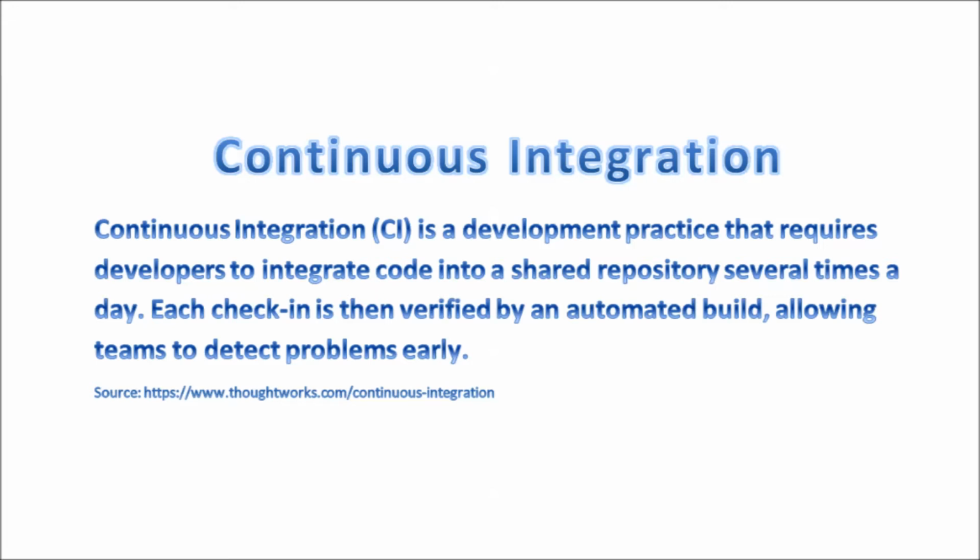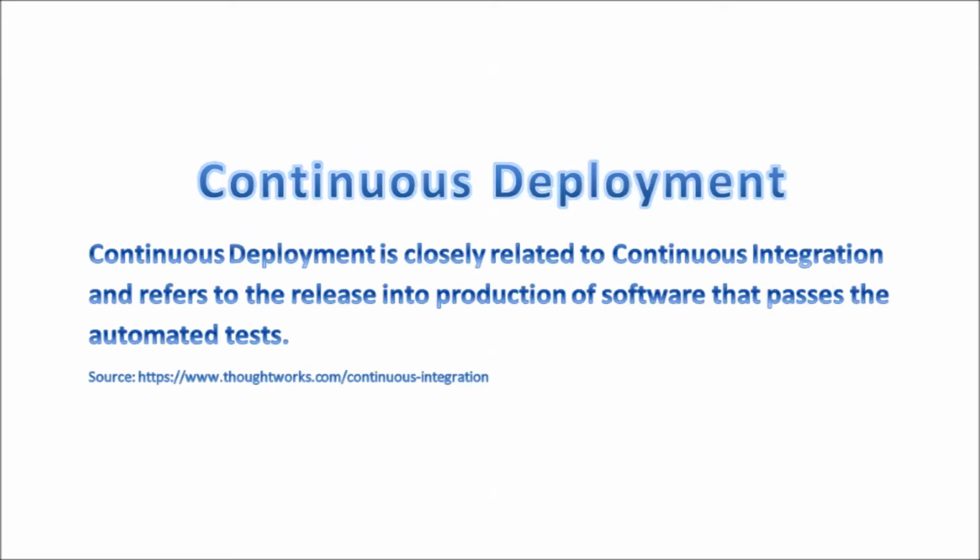Here is the official definition for continuous integration, and here is the one for continuous deployment. You may also hear CD being referred to as continuous delivery. Continuous delivery refers to code that has been validated and making that code available for production release. And continuous deployment is the act of releasing that code to the end user.